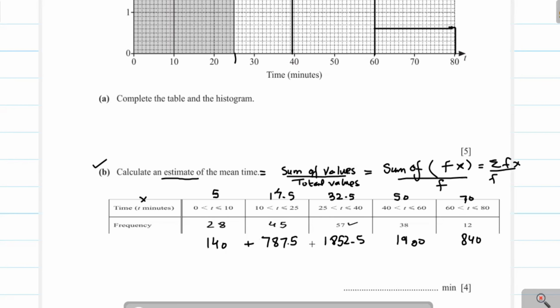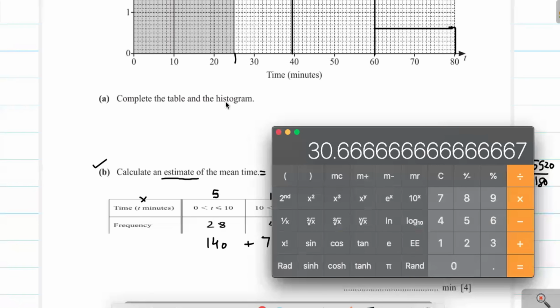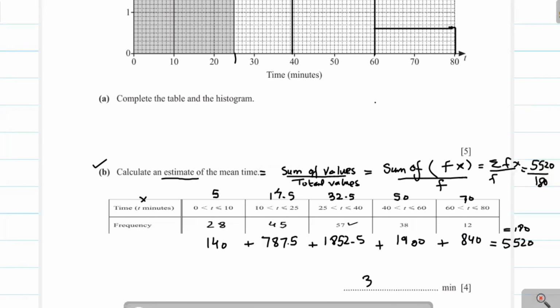The sum of all these values is equal to the sum of values of the data. We calculate it, and the summation of all these values is equal to 5520. Now the sum of frequency is equal to 180. 5520 divided by 180 will be equal to 30.67. So the mean is 30.67 minutes. This is the mean of the values.